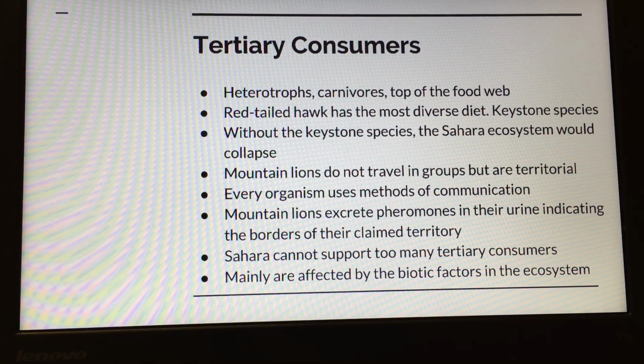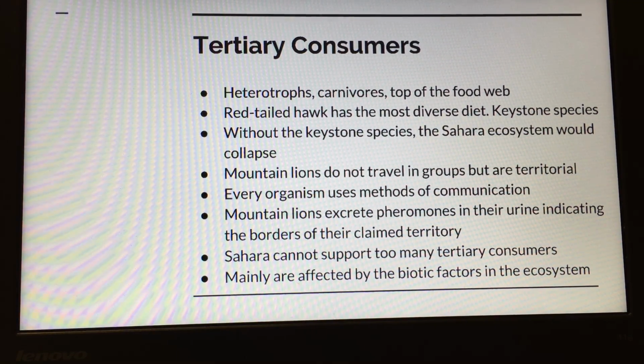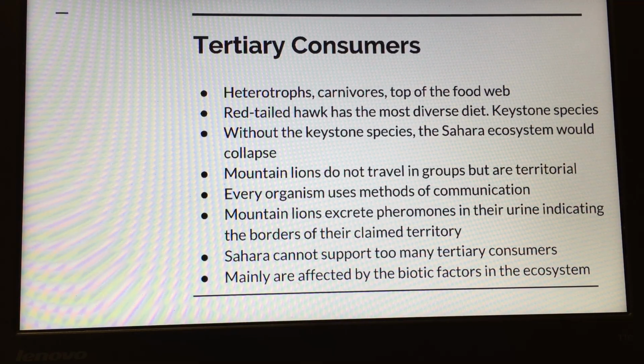Mountain lions, which are also tertiary consumers, do not travel in groups like their cousins, the African lions, but they are territorial. Every organism uses methods of communication. Mountain lions excrete pheromones in their urine, indicating the borders of their claimed territory. The Sahara cannot support too many tertiary consumers, as I said, because it doesn't have the biomass to do so. They are mainly affected by the biotic factors in the ecosystem.